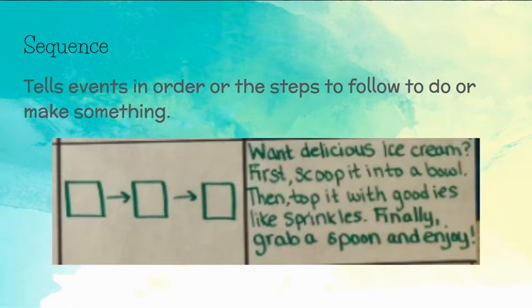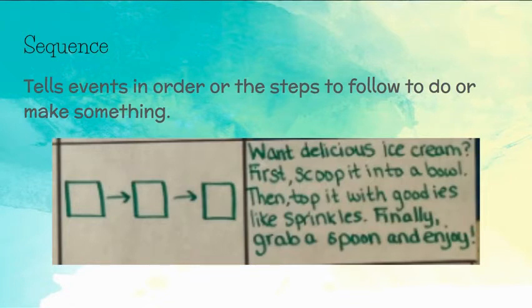The next way that an author can organize nonfiction text is called order and sequence, or sometimes just sequence. When they do this, they tell the events in order or the steps to follow to do or make something. So, sticking with our ice cream, it says, want delicious ice cream? First, scoop it into a bowl, then top it with goodies like sprinkles. Finally, grab a spoon and enjoy. This is showing the steps of how to get your ice cream ready.